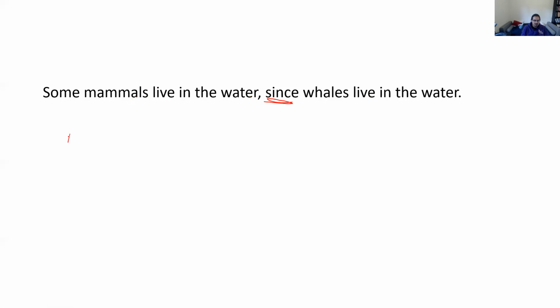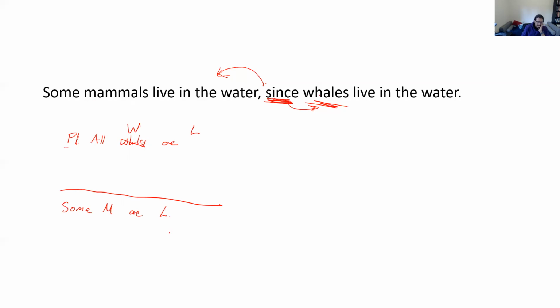"Whales live in water." It's not just talking about some whales, it's talking about all whales, so all W are creatures that live in the water. We're going to use L for live. The conclusion is what follows "since." In a backward way, this indicates that this is the thing we are concluding from the premise that whales live in the water. We don't even know yet whether this premise is 1 or 2. So we're going to put "some mammals live in the water," some M are L. We're going to put that down here.